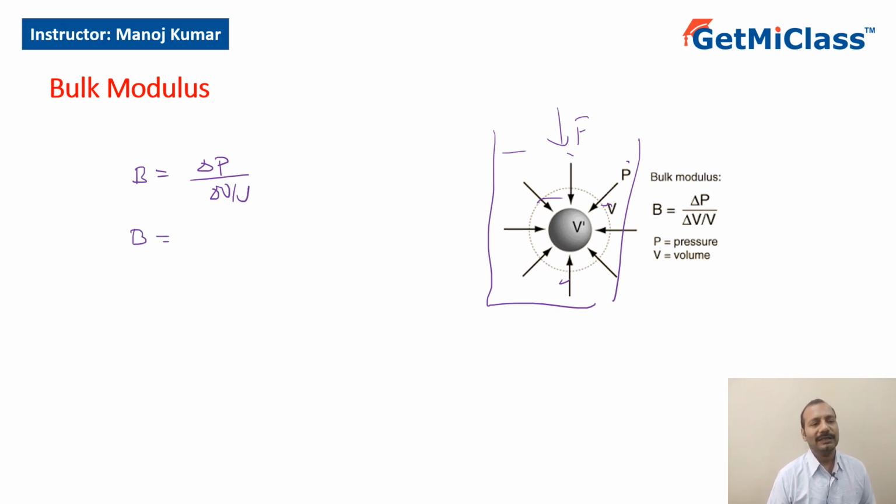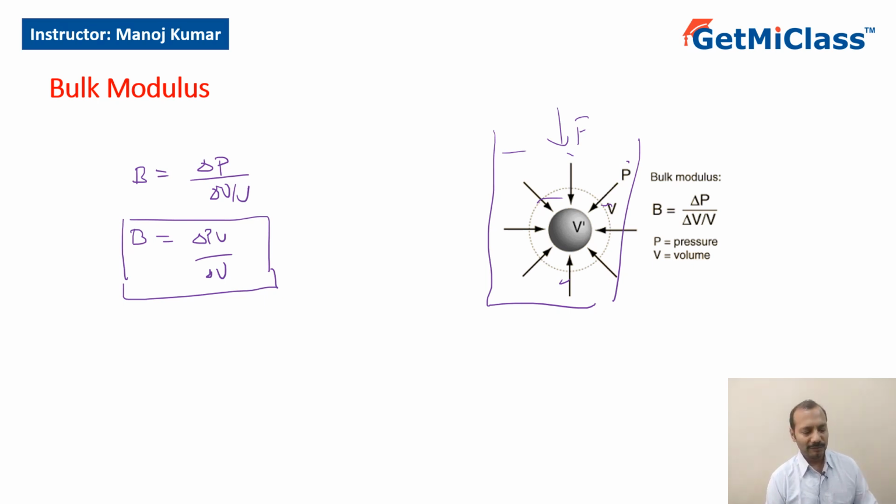So, bulk modulus can also be written as delta P V by delta V. This is what is bulk modulus of an object. So, if bulk modulus is more, then it is difficult to change the volume of the object, or an object with lower bulk modulus can easily undergo change in volume.